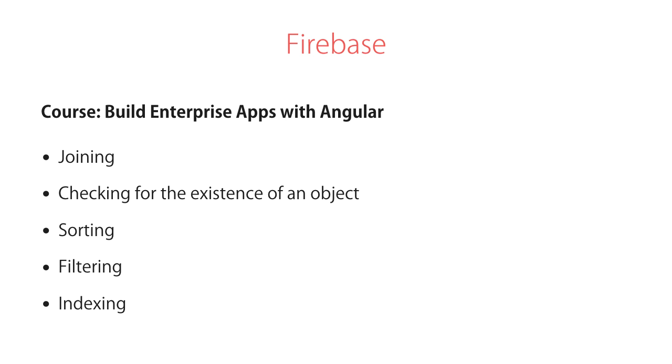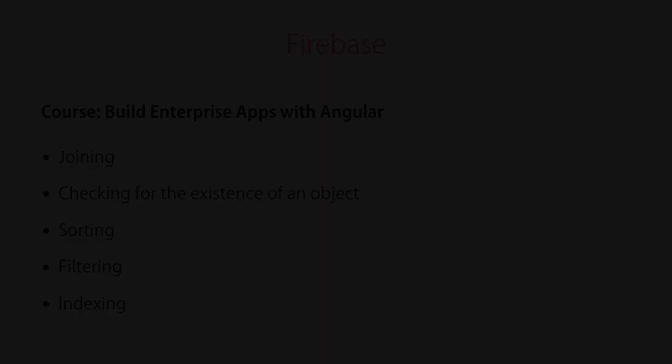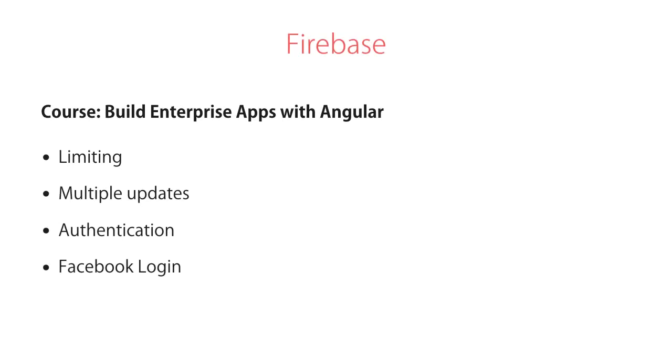I'm also going to talk about checking for the existence of an object. I'm going to talk about sorting, filtering, indexing, limiting. For example, you might have a million records in your database. You don't want to return all of that to the client. So you want to apply a limit. I also talk about multiple updates. So if you want to update multiple nodes in your database, you know how to do it. I also talk about authentication. And we also look at implementing Facebook login in our applications when using Firebase as the backend.